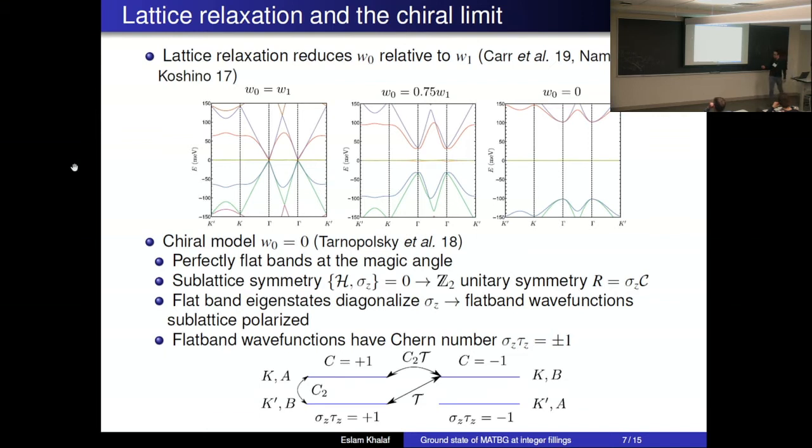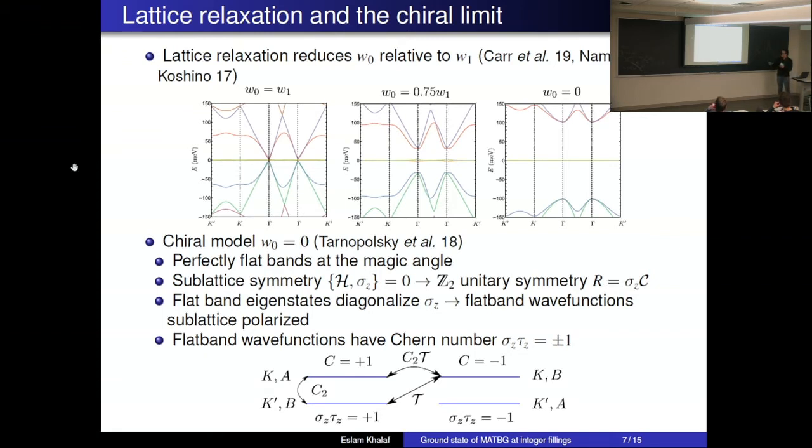This gives a very interesting picture for the model that's very similar to two bilayer quantum Hall systems that are related by time reversal symmetry. So we start from a wave function in valley K, sublattice A. Acting with C2, we get a wave function with the same Chern number in valley K prime on sublattice B. And the action of C2T or time reversal gives us the wave functions in the other sublattice and the other valley. And this picture would help us understand what happens when we add interaction.